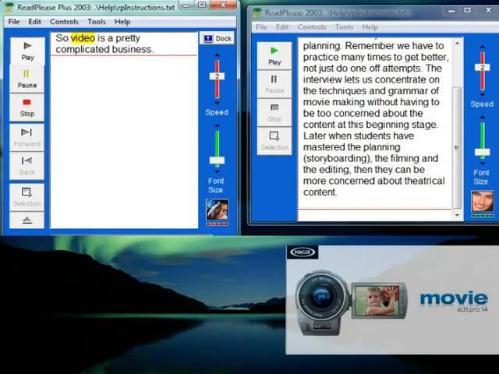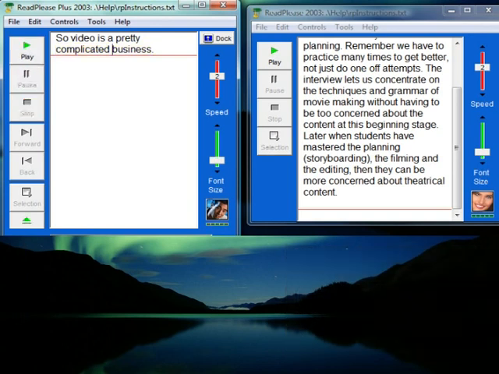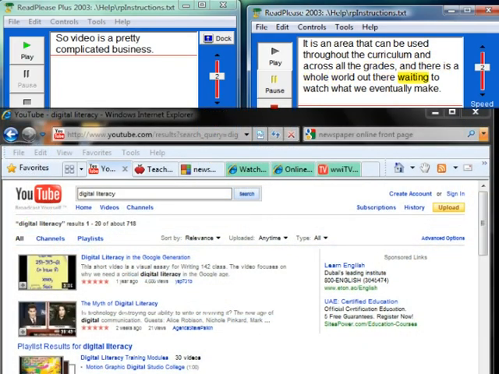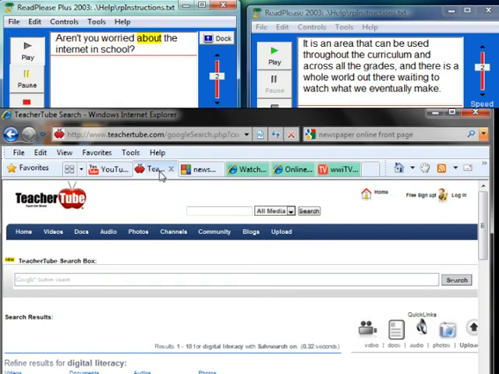So video is a pretty complicated business. It is an area that can be used throughout the curriculum and across all the grades, and there is a whole world out there waiting to watch what we eventually make. Aren't you worried about the internet in school?